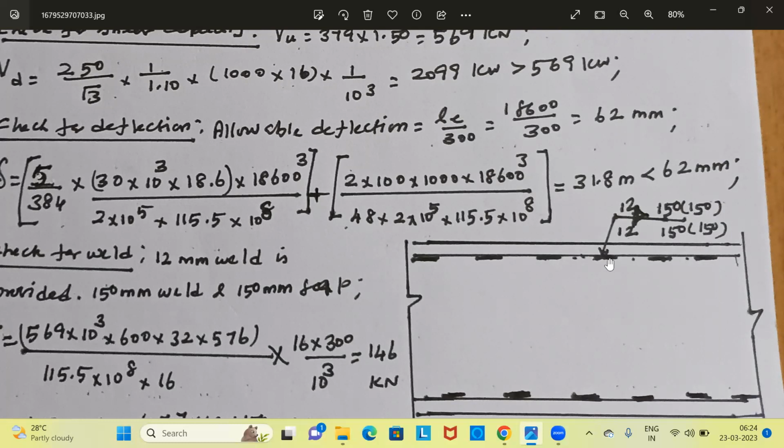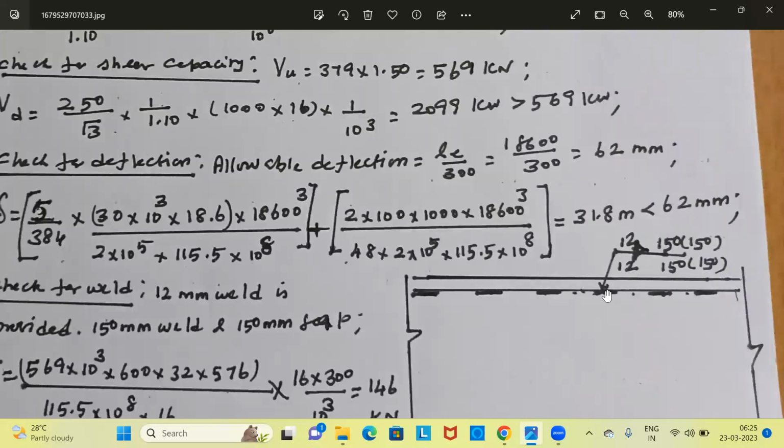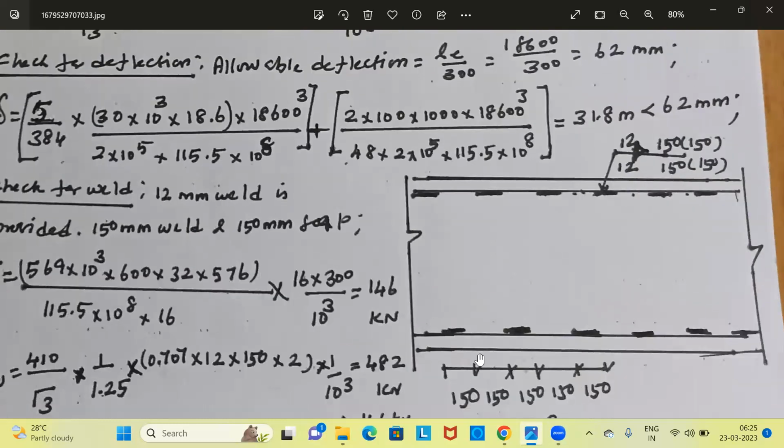12 mm weld for the near side as well as the far side. If you take this notation applied here, this is near side weld, this is far side weld. Both the sides, the weld is 12 mm. 150 is the length of the weld. Gap is shown in the bracket. This is also 150 mm. 150 mm length of the weld, and then 150 mm gap, and then 150 mm length of the weld, 150 mm gap. This is how the welding is assumed.